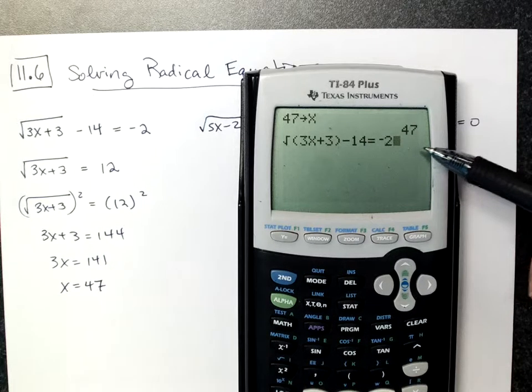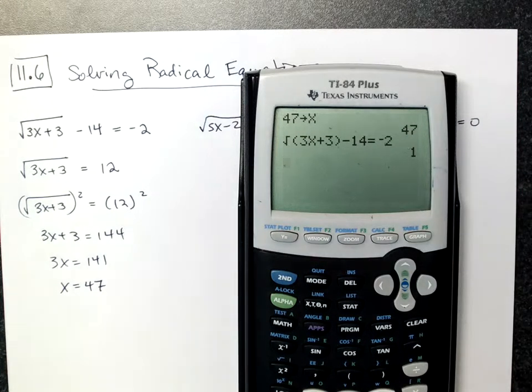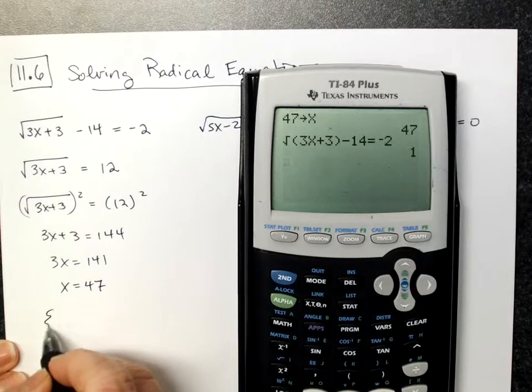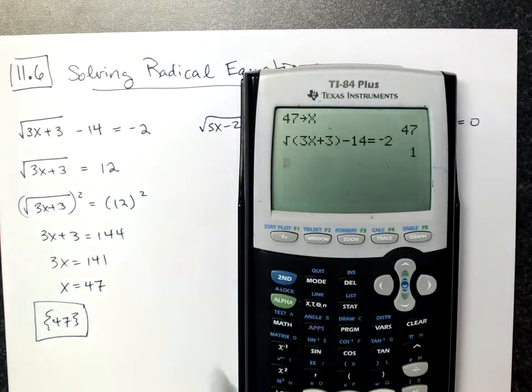Now, when I push enter, I'm going to get a 1 or a 0. That doesn't mean 1 or 0 is my solution. That means true or false. So enter, and it tells me true. That is a good solution. If I plugged in 47, it satisfies this equation. It keeps it balanced. So 47 in set notation, and I can walk away.